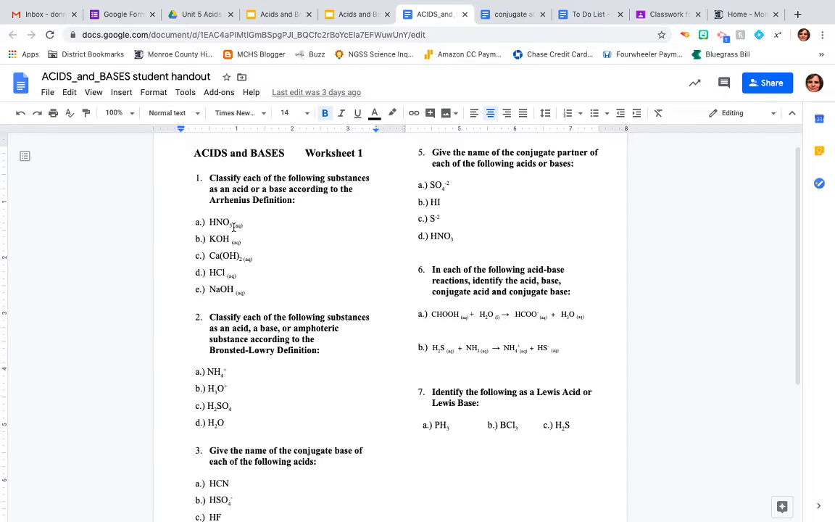So if we look at HNO3, obviously it has hydrogen ions, so it would be an acid. Letter B, KOH. Okay, obviously that has hydroxide ions, OH, so that would be a base. Letter C, Ca(OH)2 has OH, hydroxide ions, so it's a base. D, HCl has hydrogen ions, so it's an acid. And then E, NaOH has hydroxide ions, OH ions, and so it would be a base. So again, the Arrhenius definition is pretty simple, and it is also pretty narrow. It is the most narrow of the three definitions.